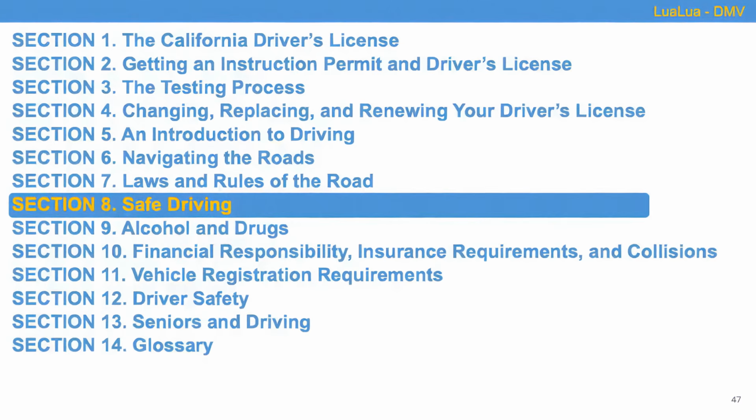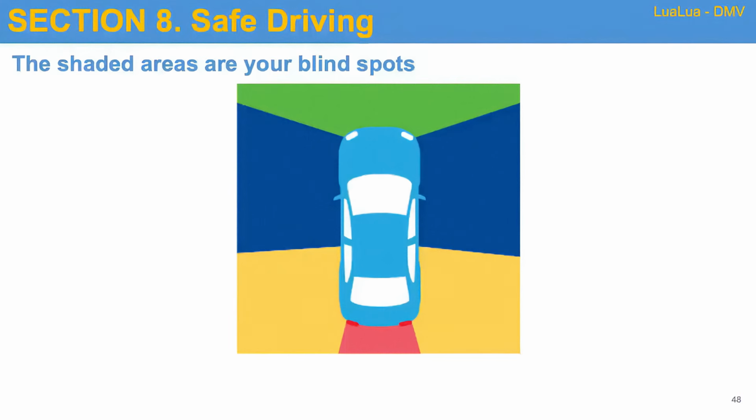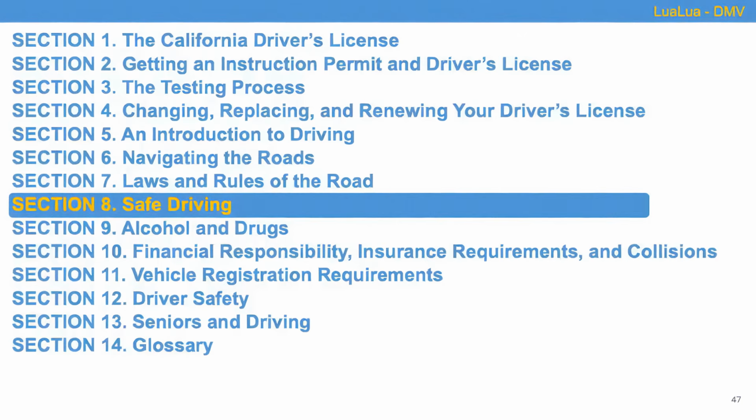Section 8. Safe driving. Be aware of your surroundings. To drive safely, you need to know what is around you. This helps you make good decisions and react to hazards on the road. This image shows the areas around your vehicle. Green, ahead of you. Blue, next to you. Yellow, blind spots. Red, behind you.